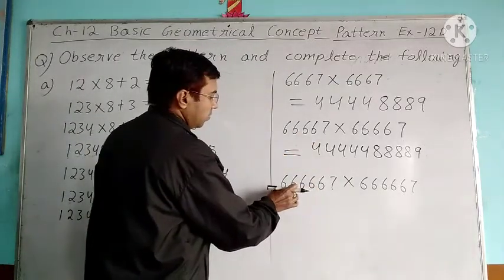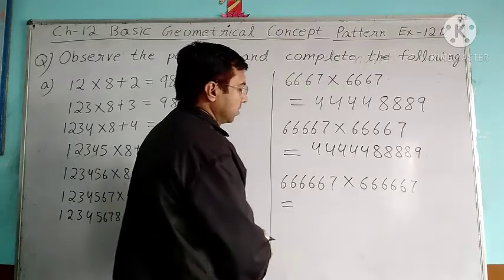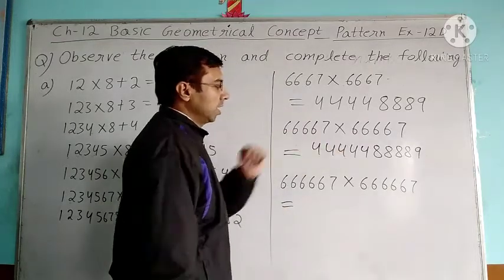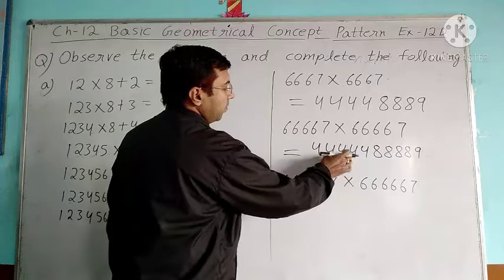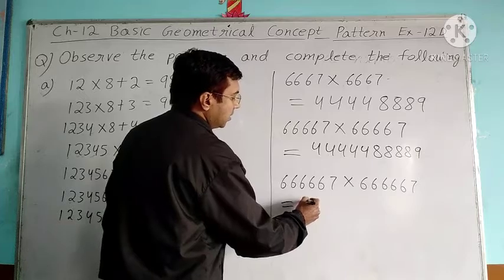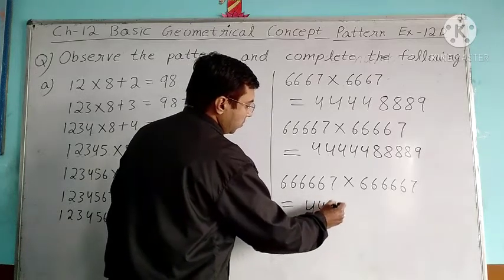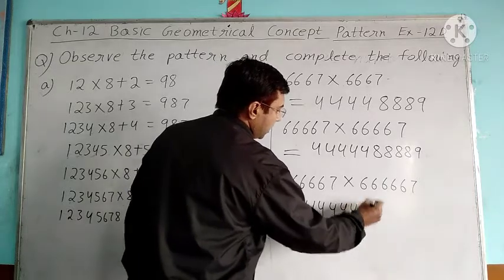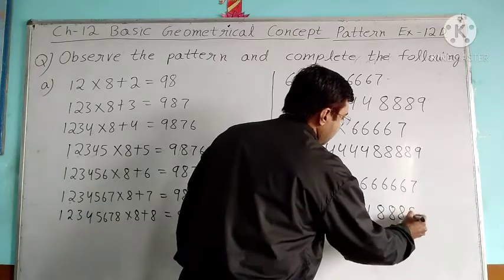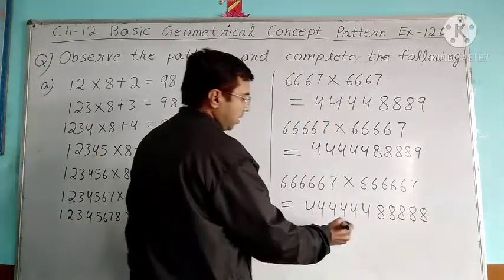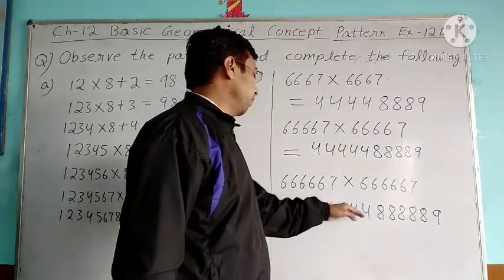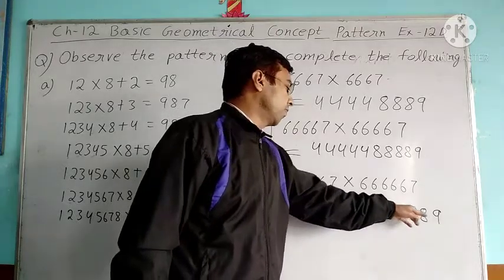Now here, see, 5 times 6, 1 times 7, 5 times 6, 1 times 7. What will we do? We will follow the pattern of this answer. Clear? So here, how many times have we written 4? 5 times. Now here we will write 6 times 4, 1, 2, 3, 4, 5, 6, and 5 times 8. Clear? And 1 time 9. See, 1, 2, 3, 4, 5, 6. 1, 2, 3, 4, 5, 9.